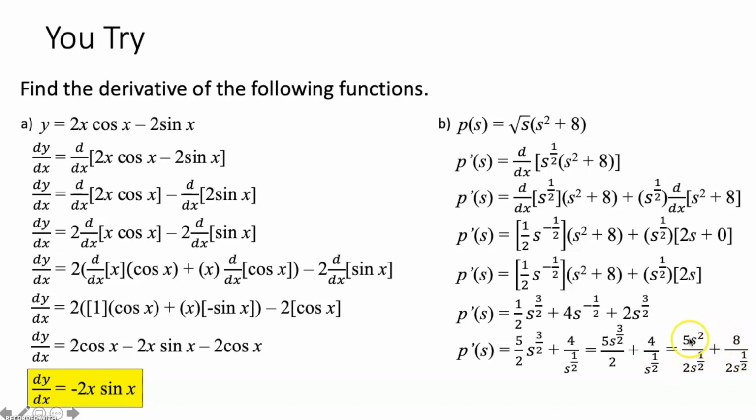I get (5s squared plus 8) all over 2s to the 1/2 power. Or if I want to rewrite this as a radical, 2 rad s. Again, you could rationalize this where you multiply the numerator and denominator by rad s, but I'm just going to leave it like this with the radical in the denominator. That's fine in this class.